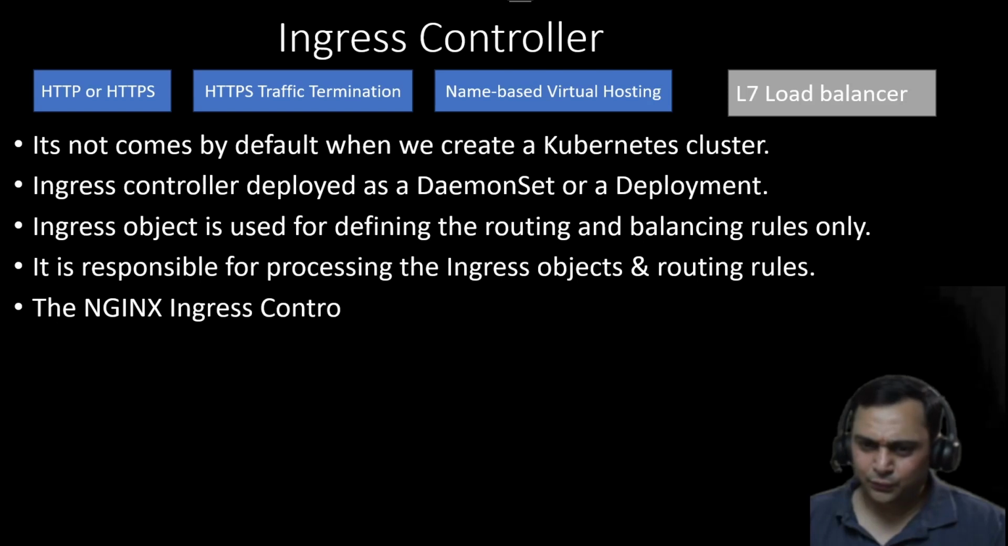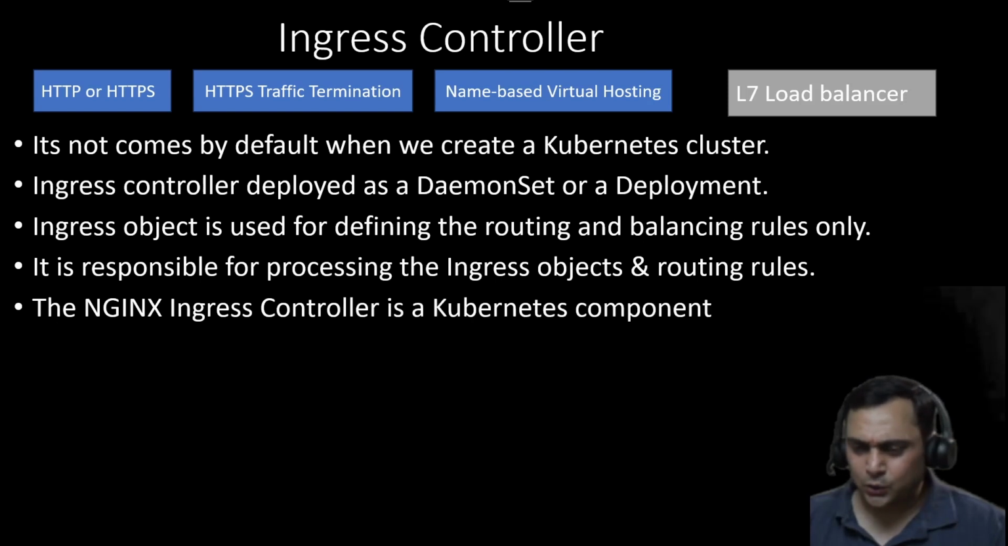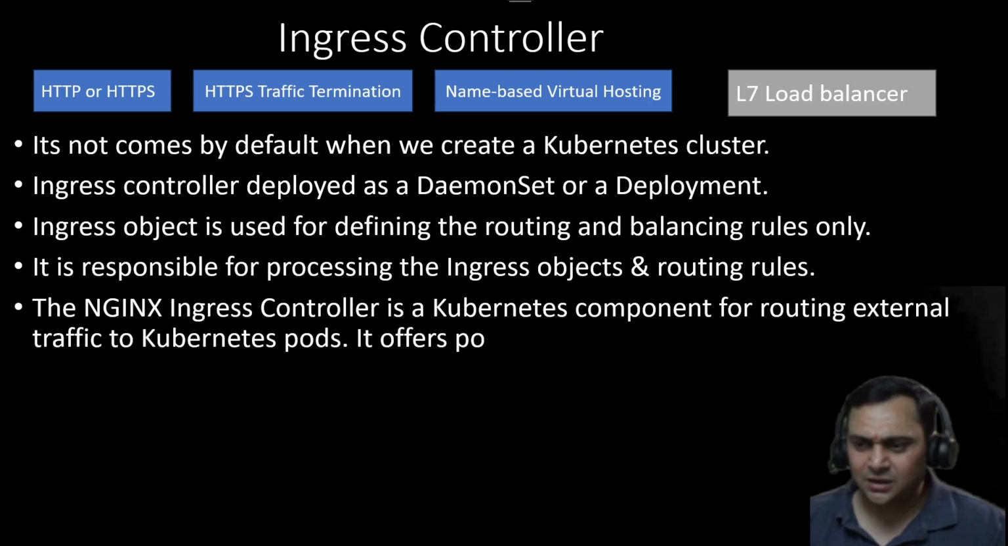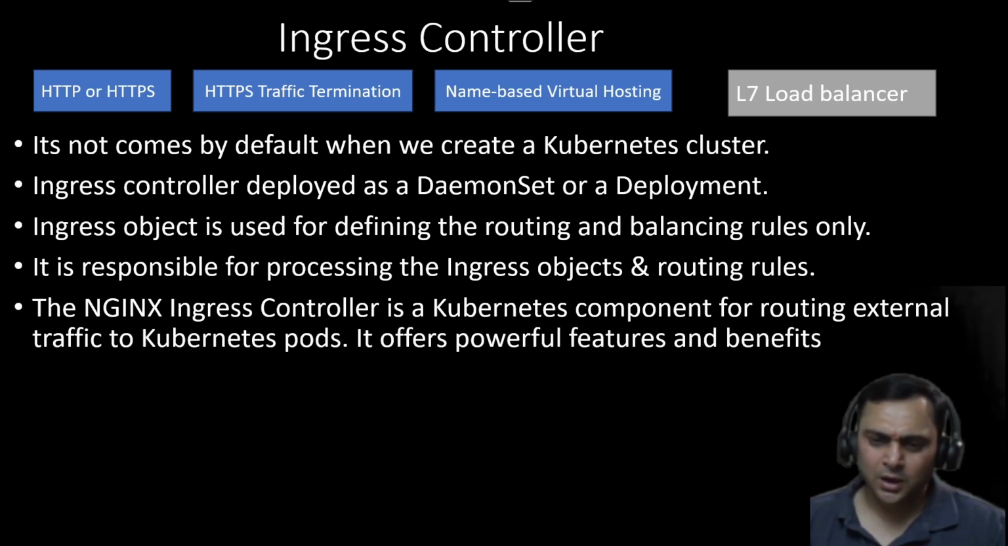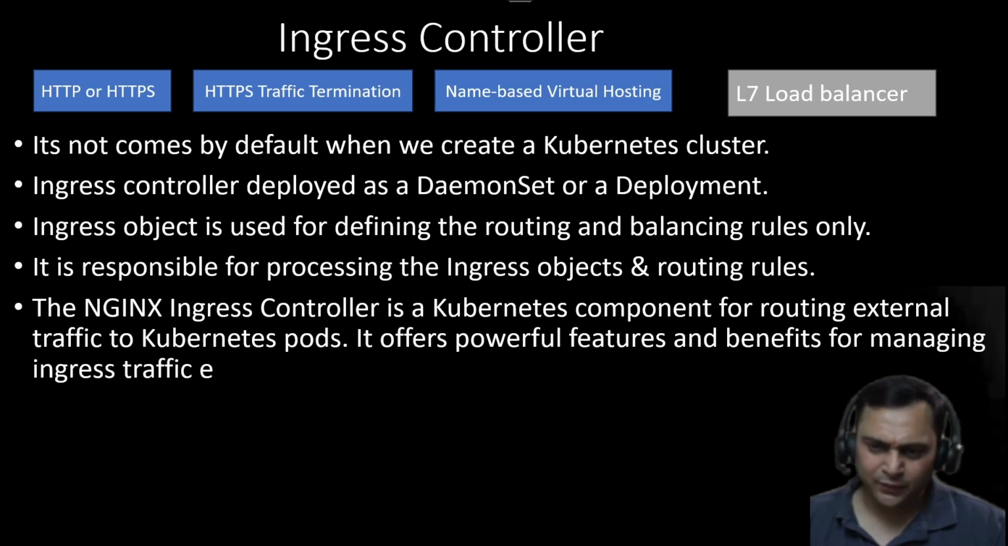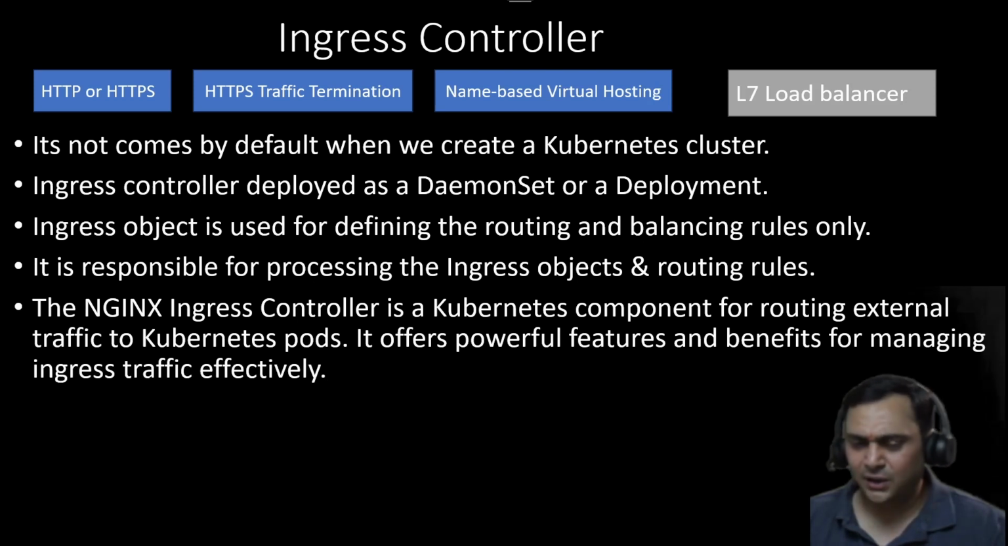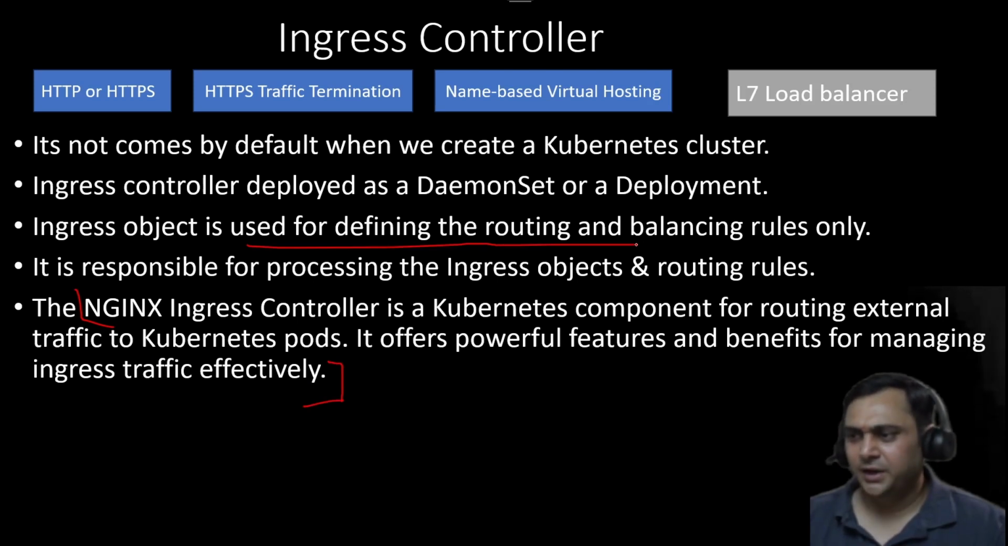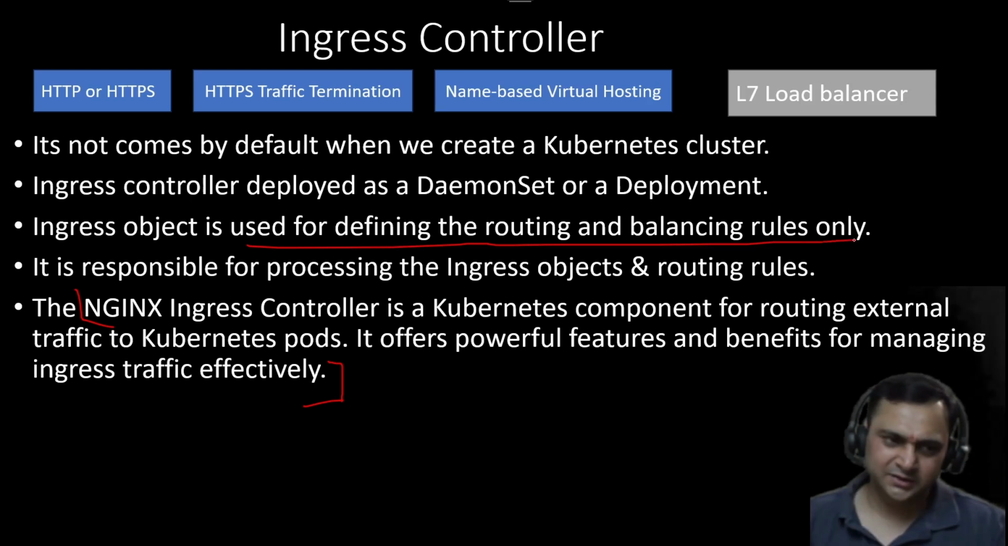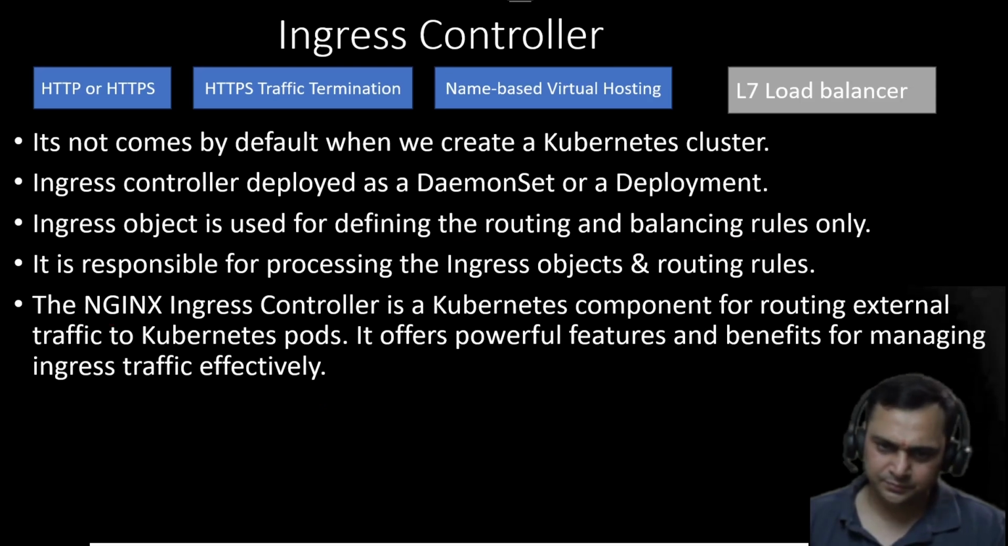From all these points, we can say that the Nginx ingress controller, or any ingress controller, is a Kubernetes component for routing external traffic to Kubernetes pods. It offers powerful features and benefits for managing ingress traffic effectively. So now you understand what an ingress controller is. If in an interview someone asks you what is an ingress controller, just read from here to there. That's it. And what are ingress resources? They define the routing and balancing rules only. That's it. This is the absolute answer for me.